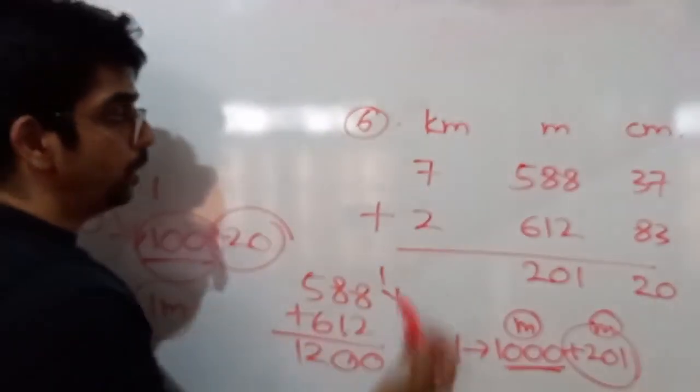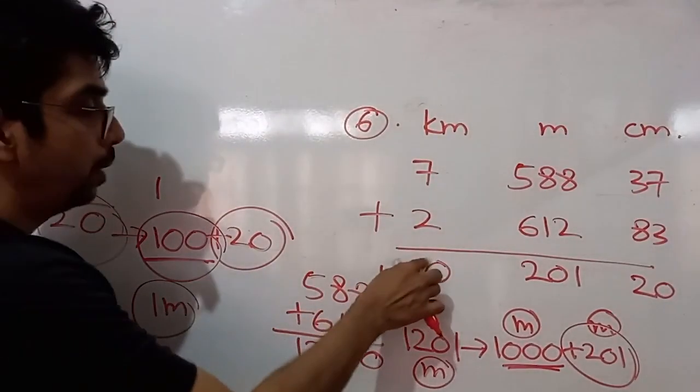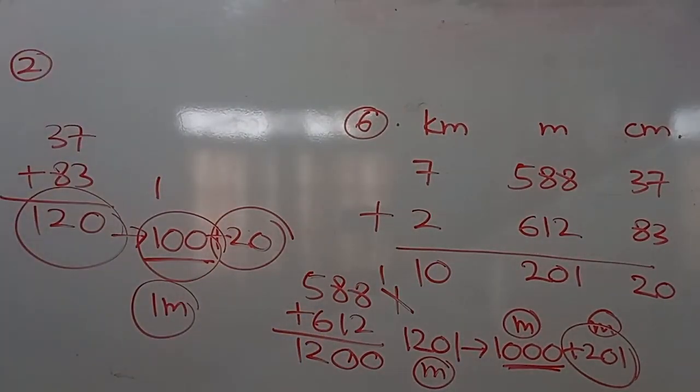So 7 plus 2, that is 9. Add the 1, it becomes 10. So what is the answer? 10 kilometers, 201 meters and 20 centimeters.